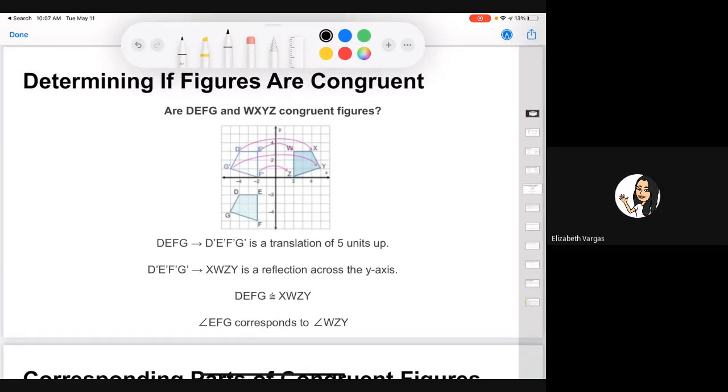So here's an example. This one's asking, are DEFG and WXYZ congruent figures? Well, here will be our pre-image. And what I'm trying to determine is, is this image congruent to this resulting image? This will be my resulting image.